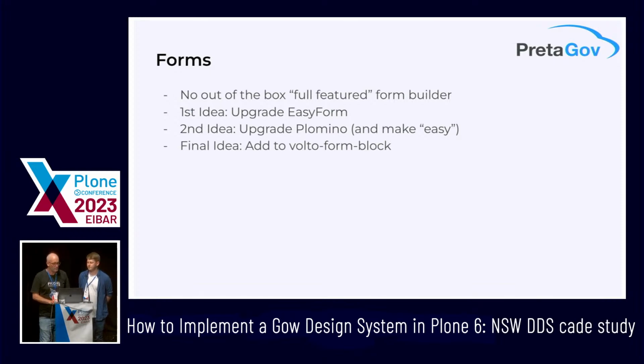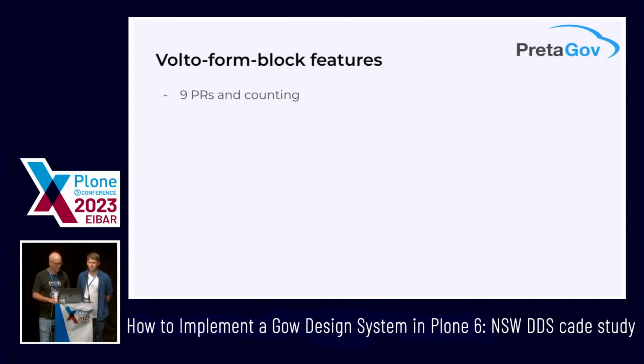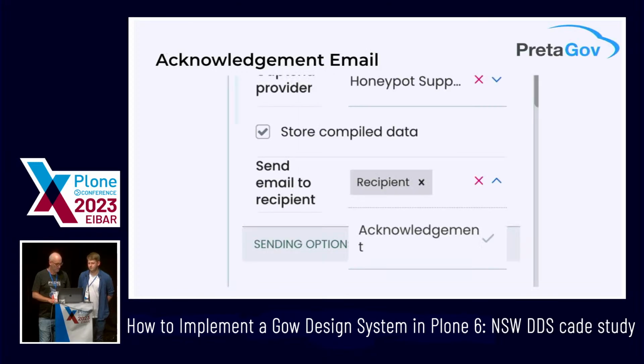So in the end, we used Volto Form Block, which is nice and it works. We didn't quite realize how many things are missing from it and how many of those things our customers actually wanted. So I think we've got 9 PRs and counting for extra features we've added to it. Here's a few of them.